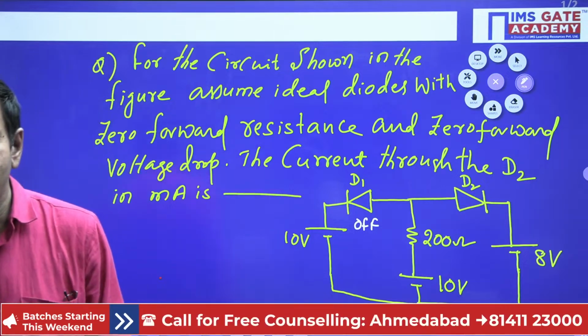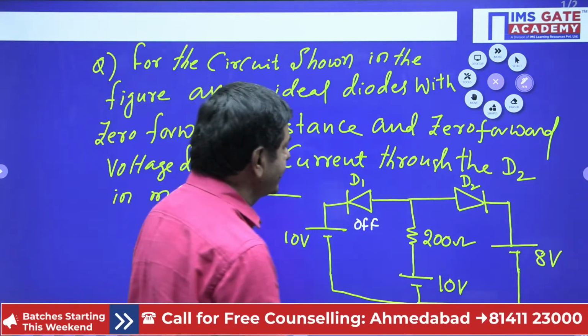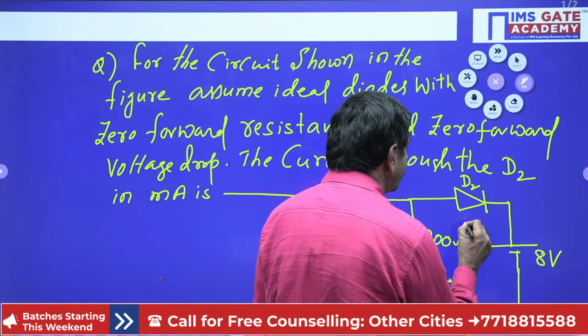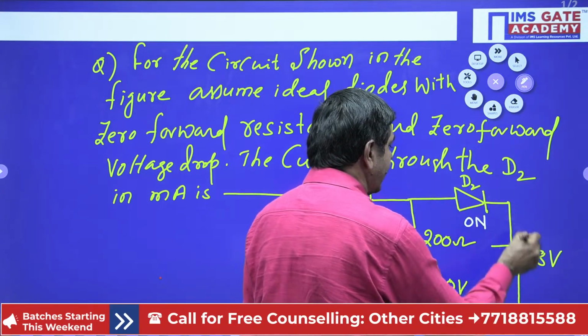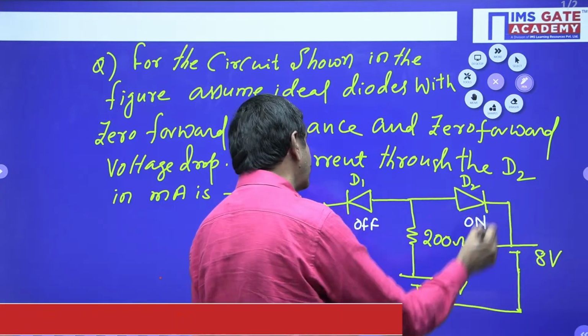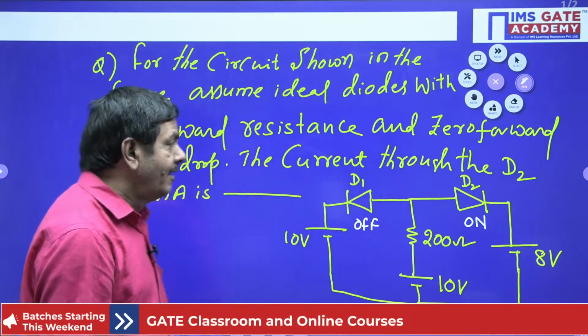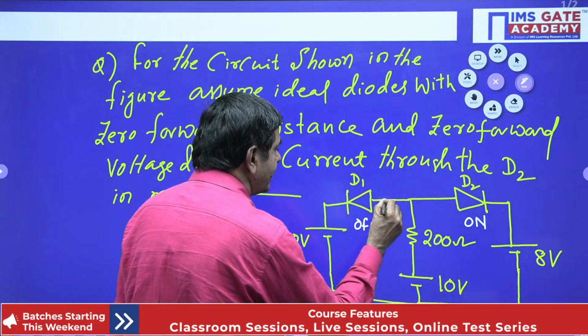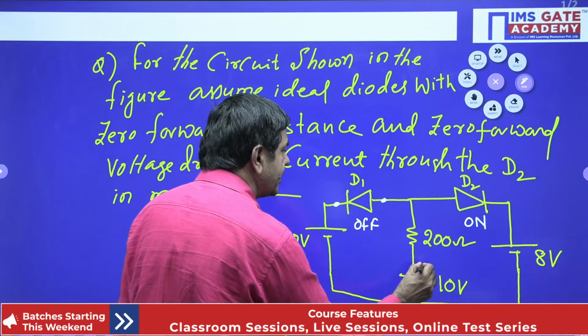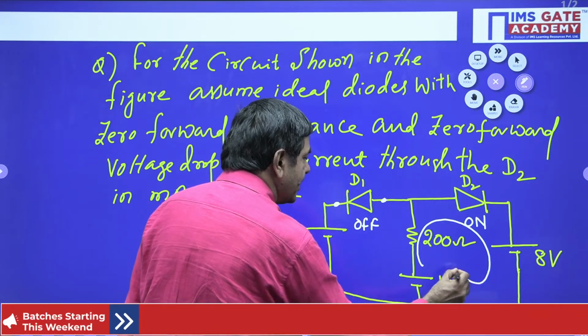So D2 is on and D1 is off. Very good, Satyavardhan, exactly correct. D2 is on, 100% perfect. On the anode side you got 10 volts, and on the cathode side we got 8 volts. This is the on state. Now in this case, D1 can act as an open circuit here, so only this network is possible. Current will pass in this direction.